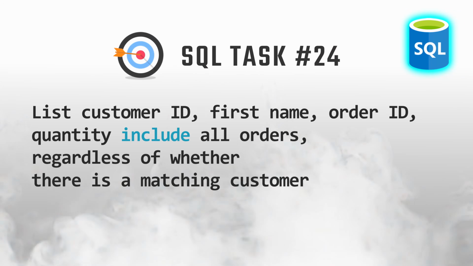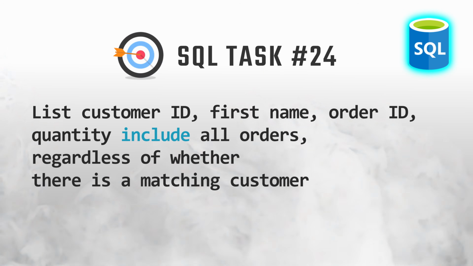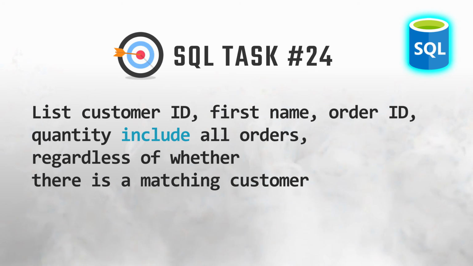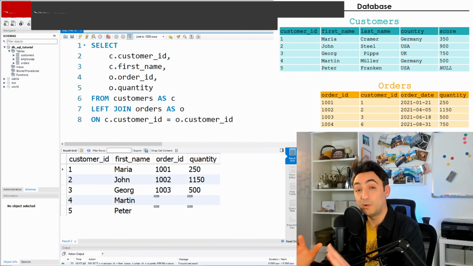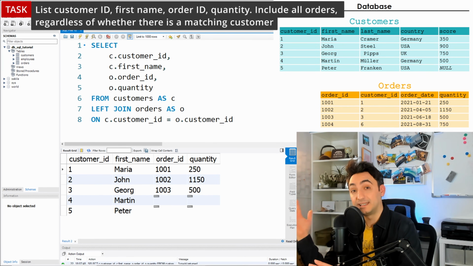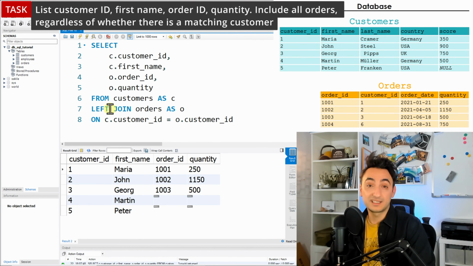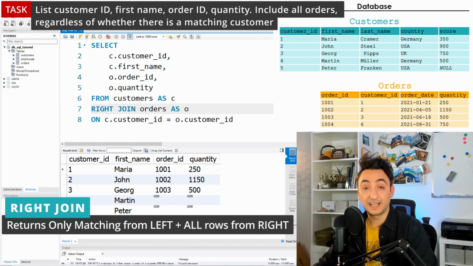Find all customer ID, first name, order ID, quantity, but this time include all orders, regardless of whether there is a matching customer. That means for us, okay, we need all the orders from the right table, from the orders. And in order to do that, we have the same setup over here in SQL. We just need to change the type of join. So we're gonna write here, right.